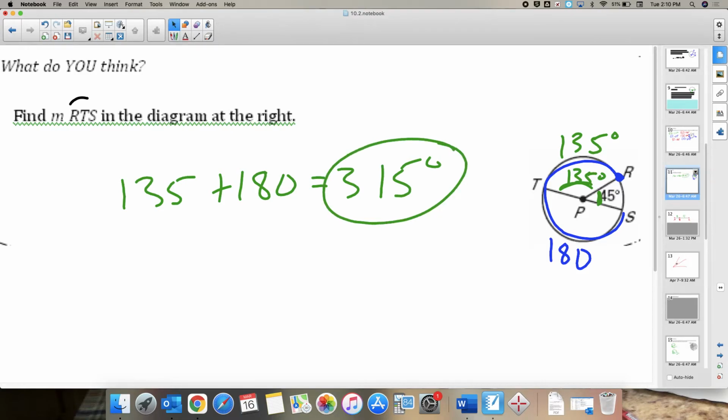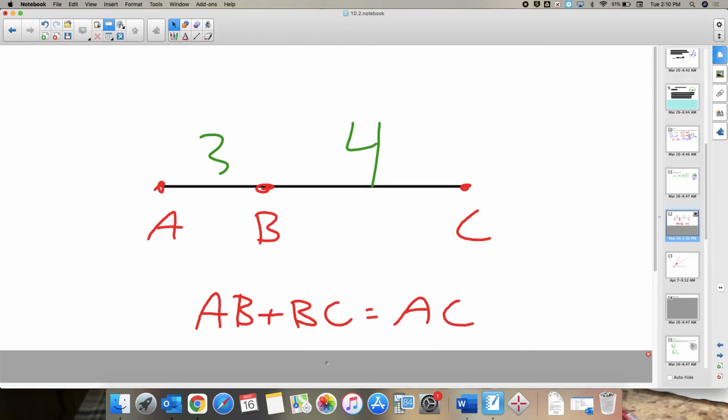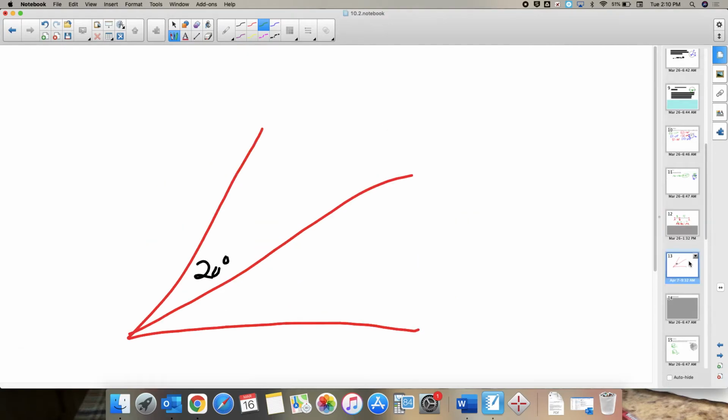Now that idea we did there, putting your arcs that were next to each other together, we have done multiple times this year. We did them in segments. We called it segment addition, where my AB and BC told me that AC, if I take my 3 plus my 4, it tells me AC would be 7. We used it with angle addition. If my angle was 20 here and 30 degrees here, we could say my big angle was 50 degrees.